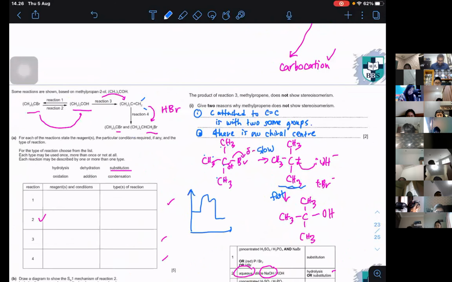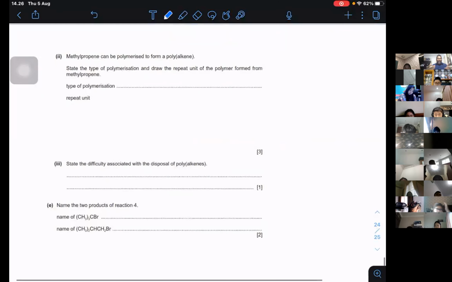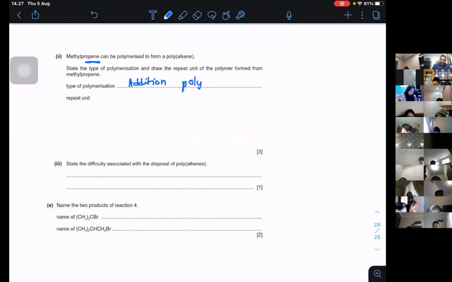Okay, next. This one, I think, is an addition to what we have learned. I just put it over here so that you can also revise. You see, methylpropene can be polymerized to become a polyalkene. For the type of polymerization, you see propene has a double bond, so automatically this is going to be addition polymerization. Okay, and then repeat the unit of the polymer formed.